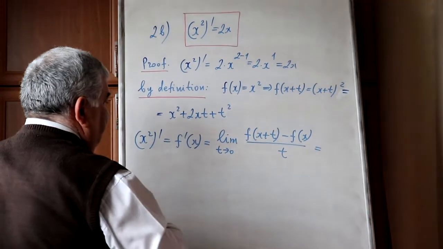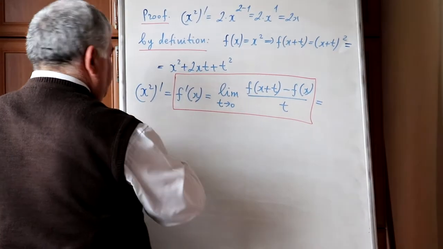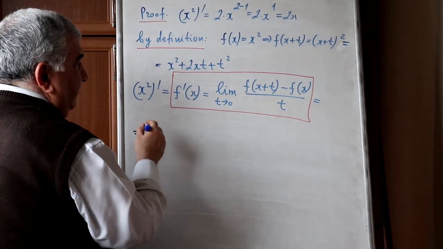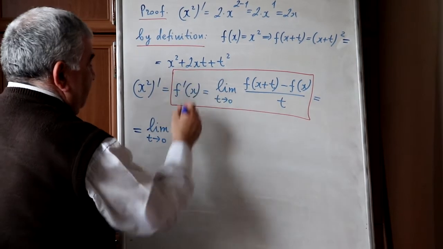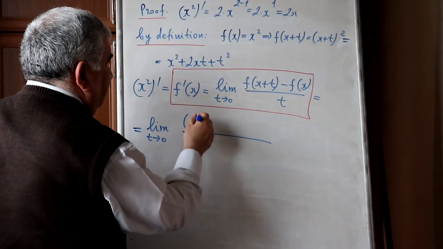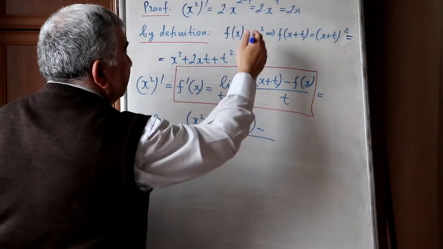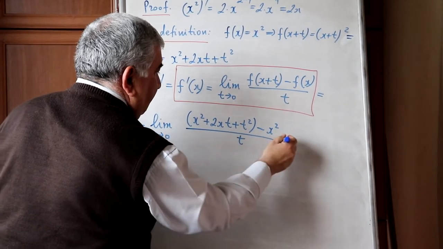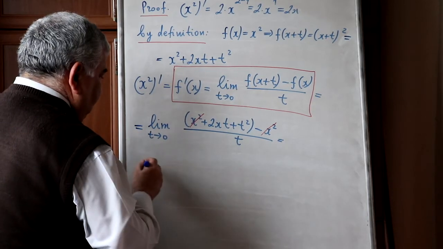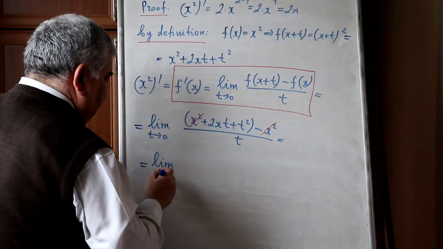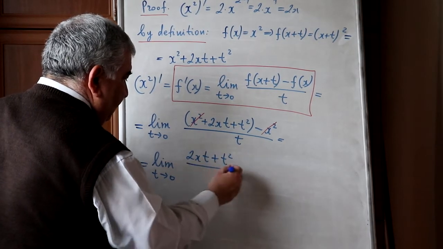It is the definition of derivative. Equals limit when t tends to 0, f of x plus t is this function x squared plus 2xt plus t squared, minus f of x is x squared, over t. Then here x squared and minus x squared are deleted. Then we have limit when t tends to 0 of 2xt plus t squared over t.